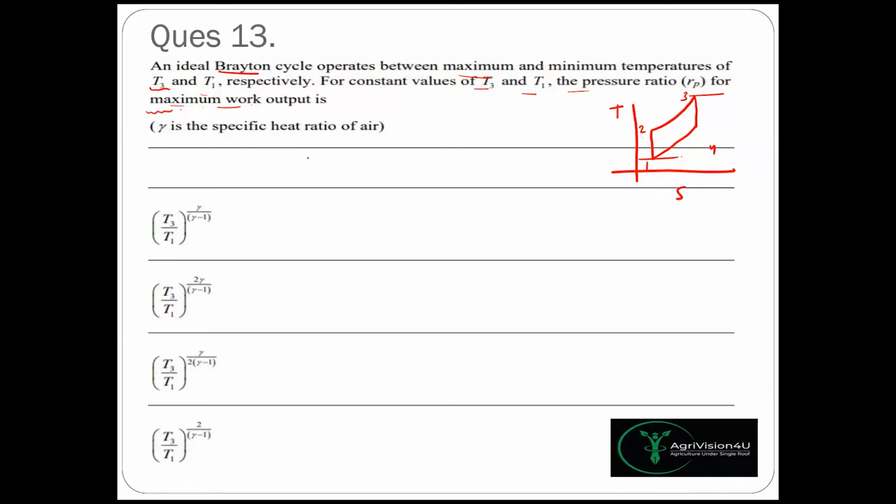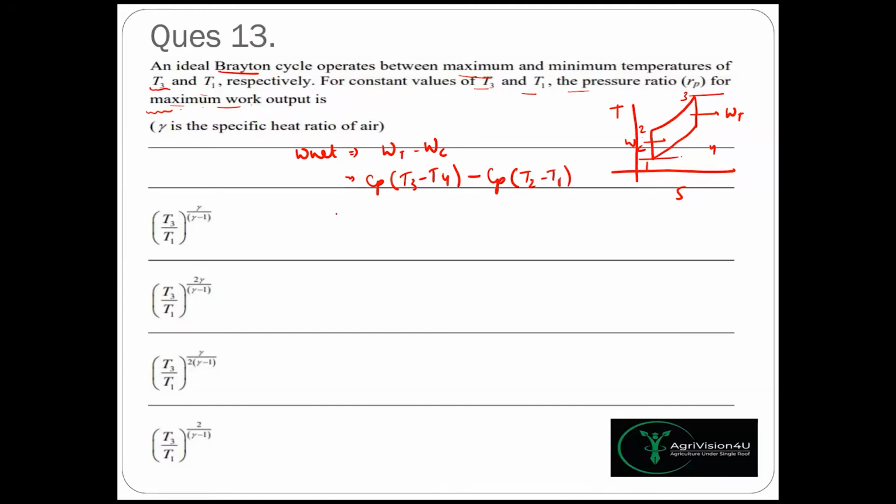So for that we have the net work. That means the net work will be equal to work done by the turbine minus work done by the compressor. Here we have the work done by the turbine, here we have the compressor, right? So work done by the turbine would be equal to Cp, we are considering a mass of 1 kg over here. So work done by the turbine would be Cp times (T3 minus T4). Work done on the compressor would be Cp times (T2 minus T1). So we'll be getting this.